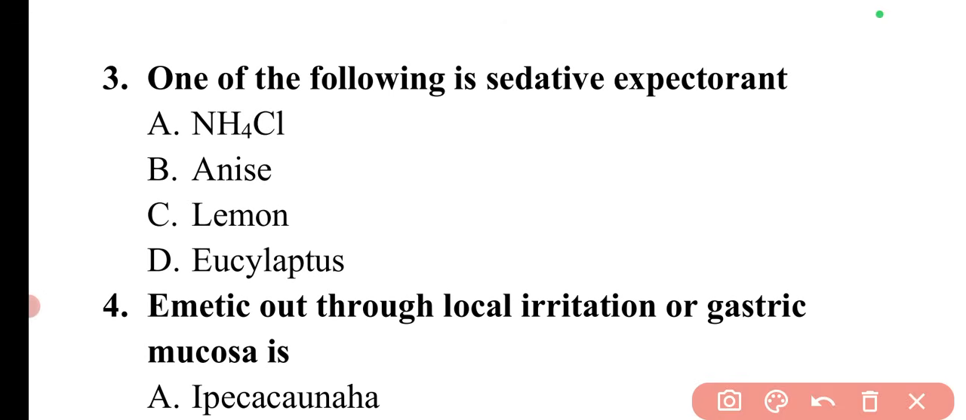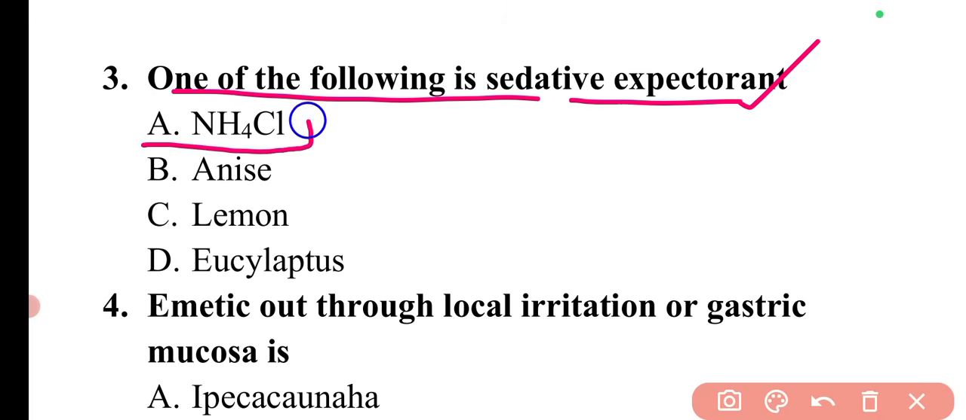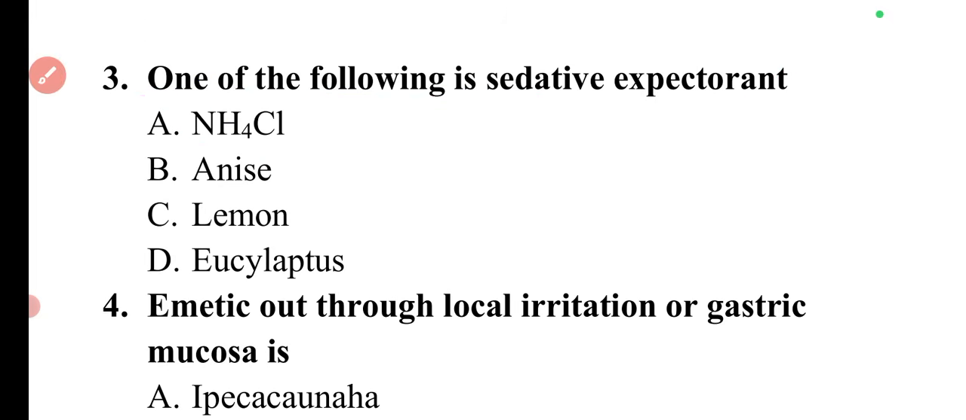Next question is, one of the following is a sedative expectorant. So for the example of sedative expectorant, like I have shown you one example in the classification itself, ammonium chloride is used as an expectorant. So here you can see NH4Cl, it is ammonium chloride. So here option A will be the correct answer.